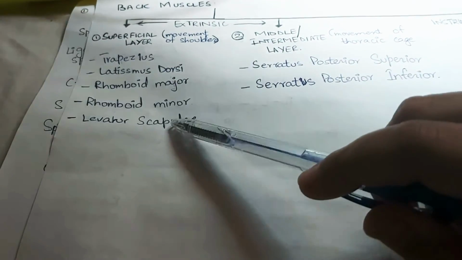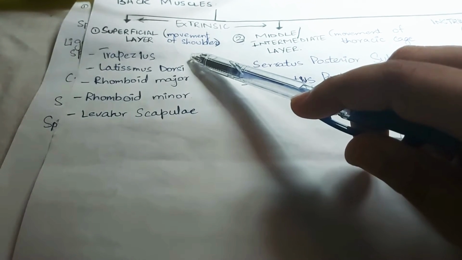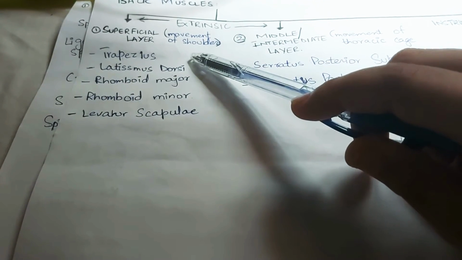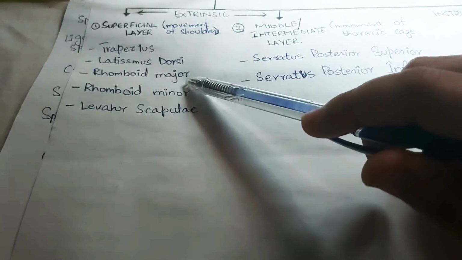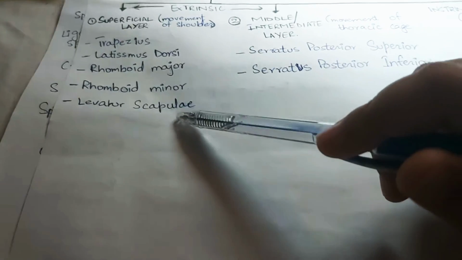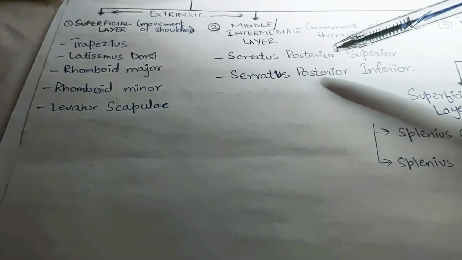Superficial layer has 5 muscles. Trapezius, which is the diamond shaped muscle, really big, in the superior posterior thoracic wall, latissimus dorsi in the lower thoracic wall, and then we have rhomboid major, rhomboid minor, and then the levator scapulae. After that we have the middle layer, which consists of the serratus posteriors.